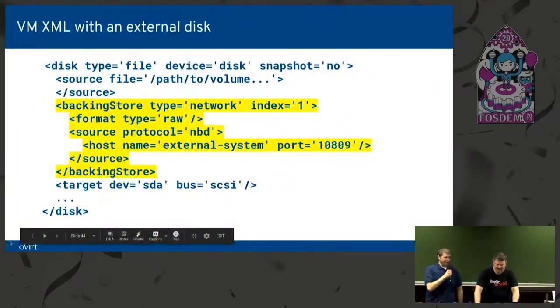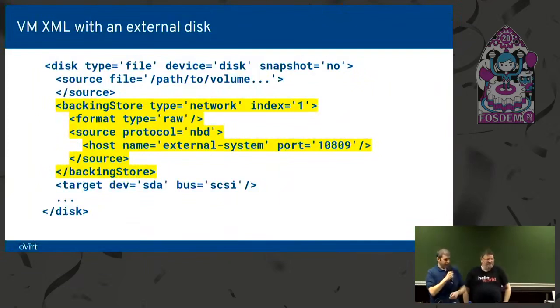Now, let's see how the VM XML really looks. We see the backing store. It uses source protocol NBD on some external system. So we know the disk is actually using the disk on the external system as a backing file.